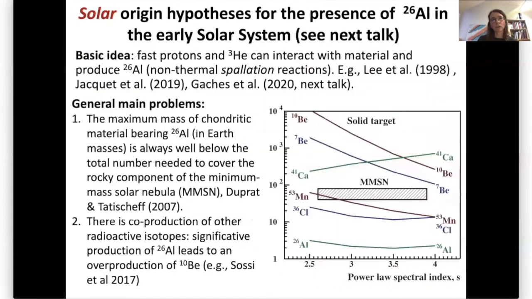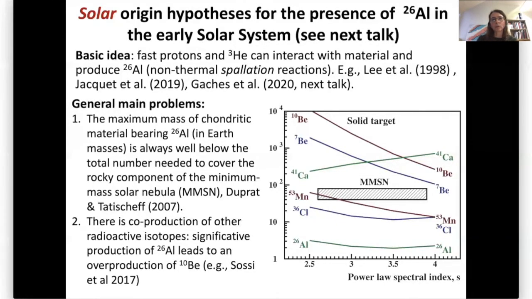But there is also the solar origin hypothesis, which I don't discuss here because it will be shown in the talk after this one. I just want to mention the basic idea here is that the nuclear reaction that produced aluminum-26 did not happen inside a star, an external star, but they happened inside the solar system thanks to fast protons and helium that can also interact with solid and gas and make aluminum-26.